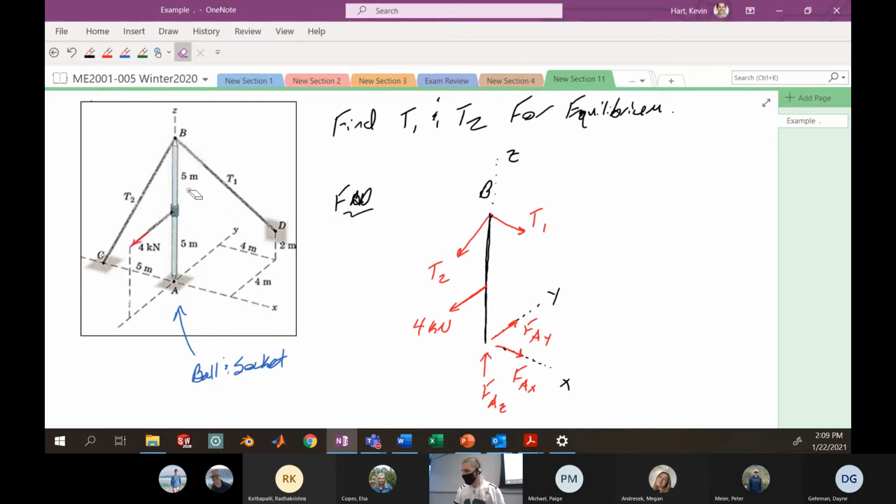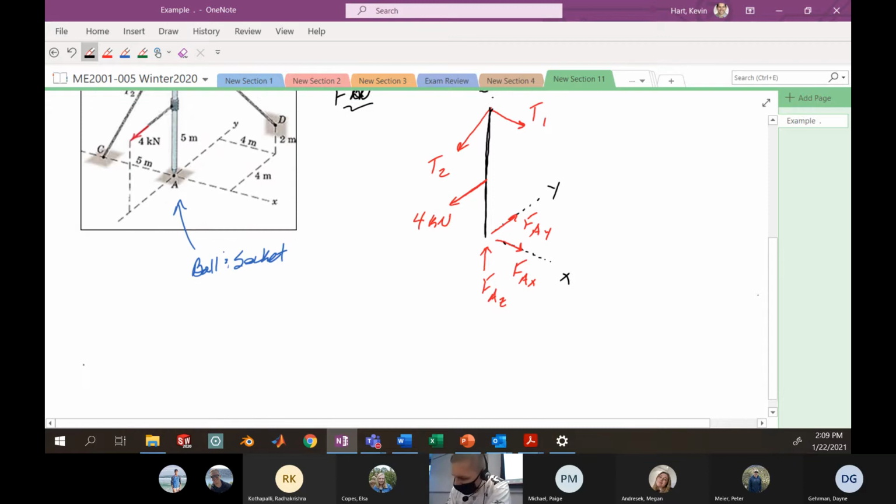We're asked for T1 and T2. So that's what we're going to be after. So that's here and here. Now I want to have a discussion again about strategic selections of which equations to use, because you have 6 to choose from. Remember in our 3D equilibrium problems, you have the sum of the forces equals 0, and the sum of the moments equals 0.